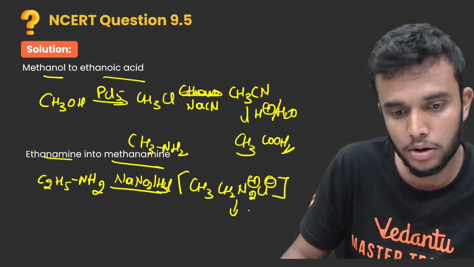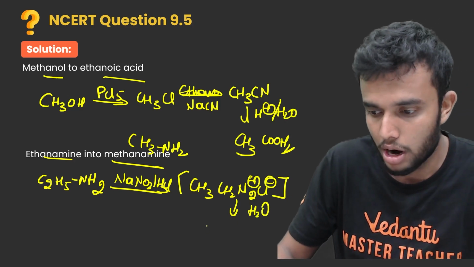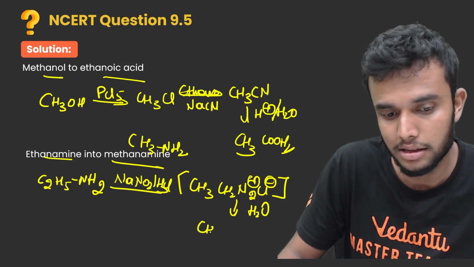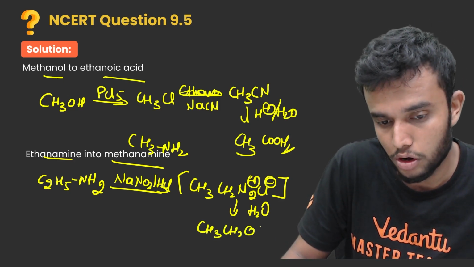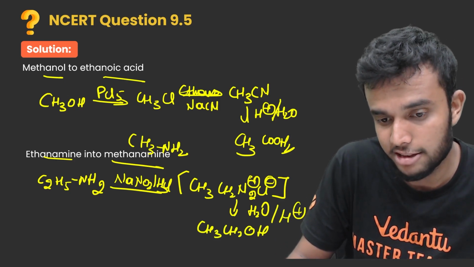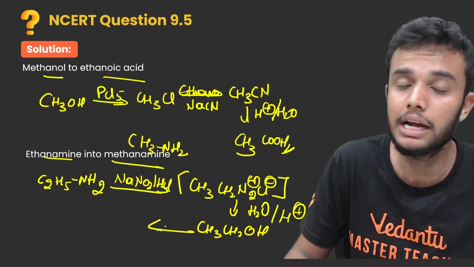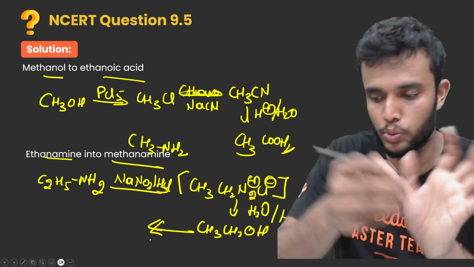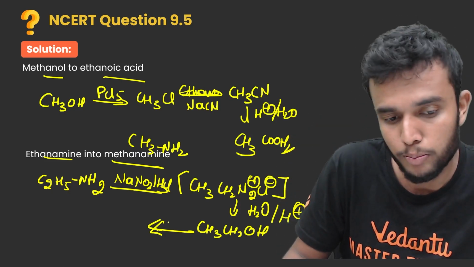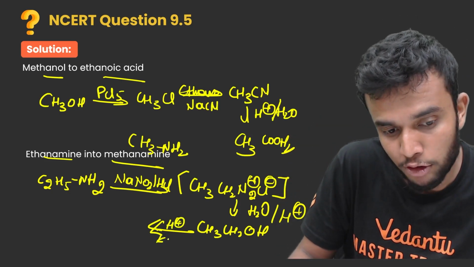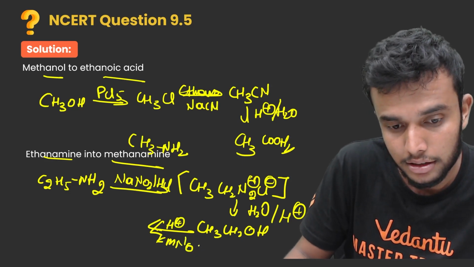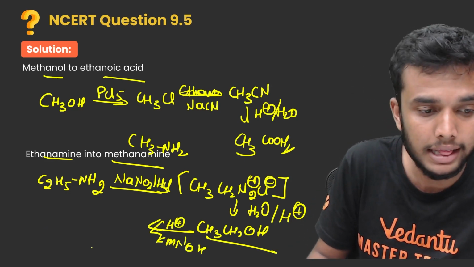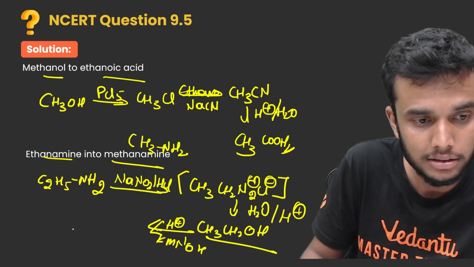Then it undergoes reaction with water molecule. What will it yield? It yields the alcohol product, H2O is nothing but H+, protonation. It undergoes protonation to yield the alcohol product. Next step is very easy, students. By using alkaline KMnO4, we can easily convert ethanol to ethanoic acid, right?